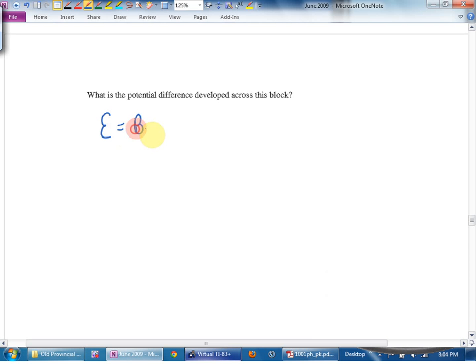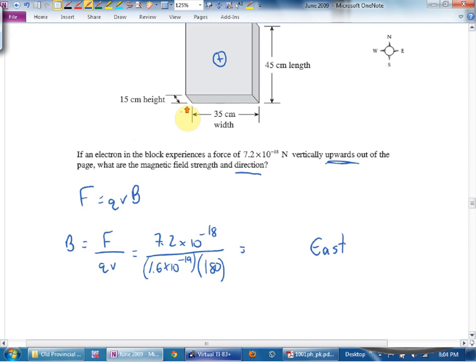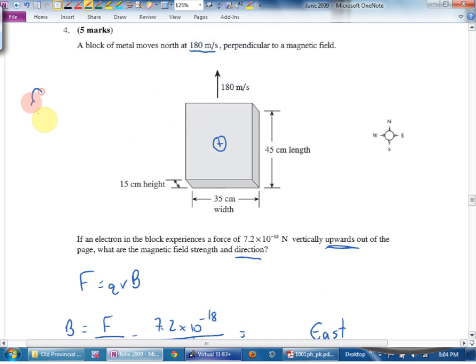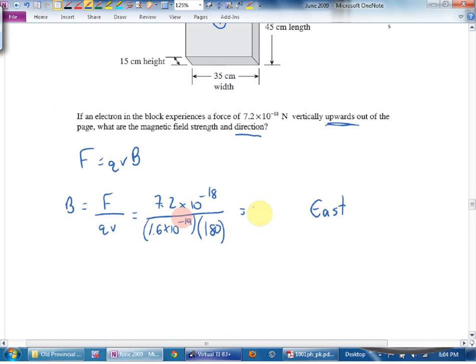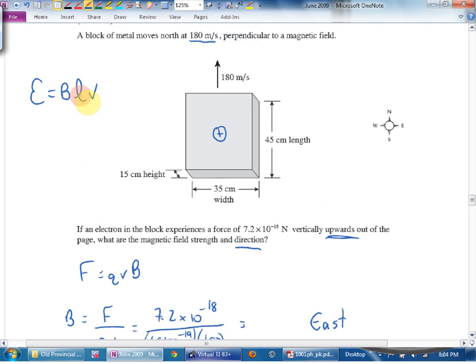Do I know the velocity? Check. Did I just figure out the magnetic field? If I crunch the numbers, check. Which length? They gave you two. Well, actually, they gave you three. Which length is moving perpendicular to the magnetic field? Now, the magnetic field, we said, was to the east. That's the length that's moving perpendicular.